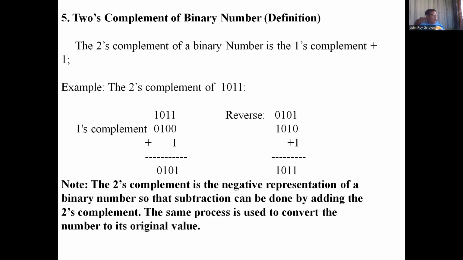Now let's proceed to the twos complement. The twos complement of a number is the ones complement plus 1. For example, find the twos complement of 1010. The ones complement of 1010 is 0101, plus 1, so it's 0110. This is the ones complement, and this is the twos complement.